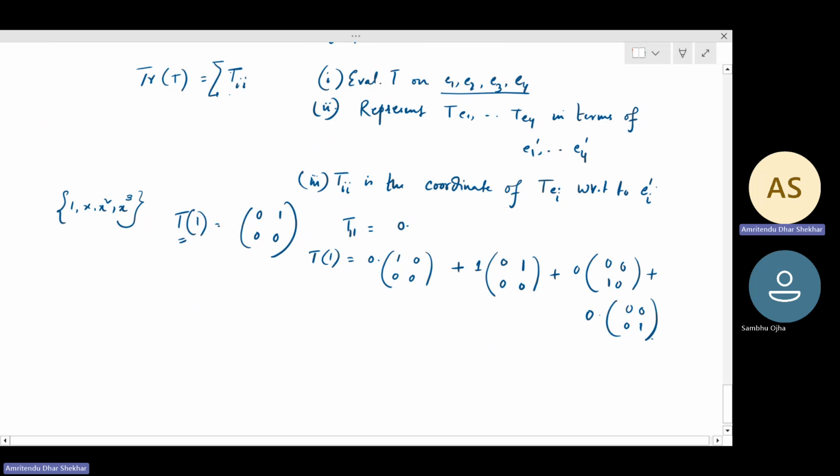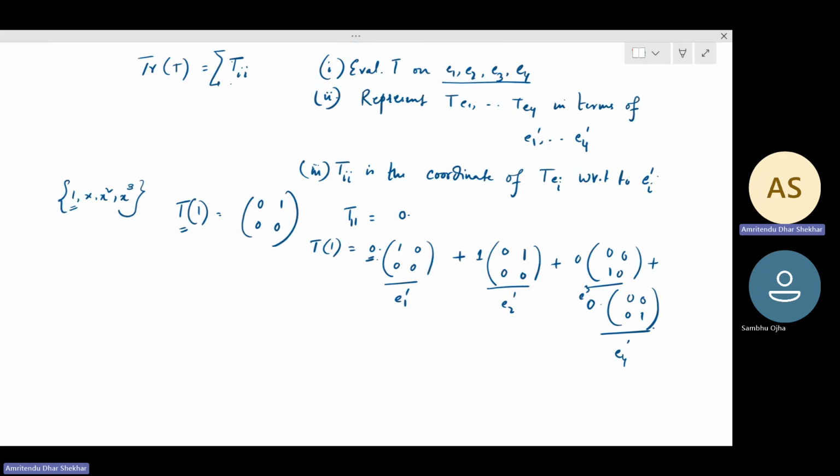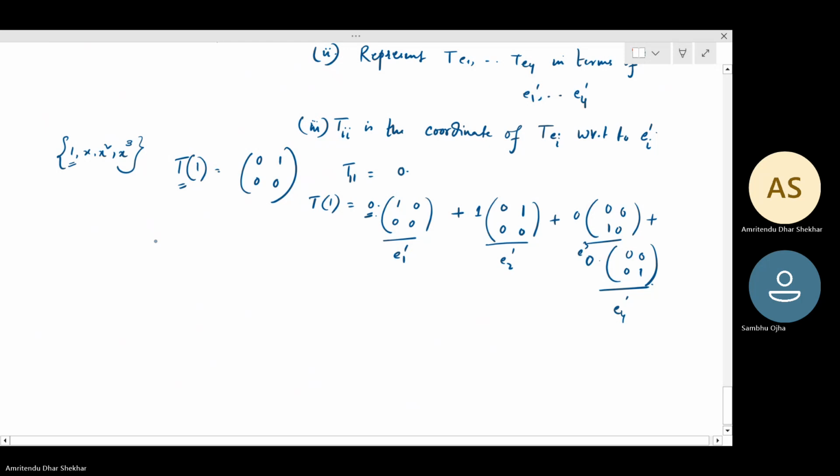Okay. Now for the first element T1, you are supposed to look at the coordinate of this. So this is E1 prime, this is E2 prime, this is E3 prime, and this is E4 prime. So you're supposed to look at the coordinate of E1 prime. The coordinate of E1 prime is equal to 0, and so T11 is equal to 0, right?